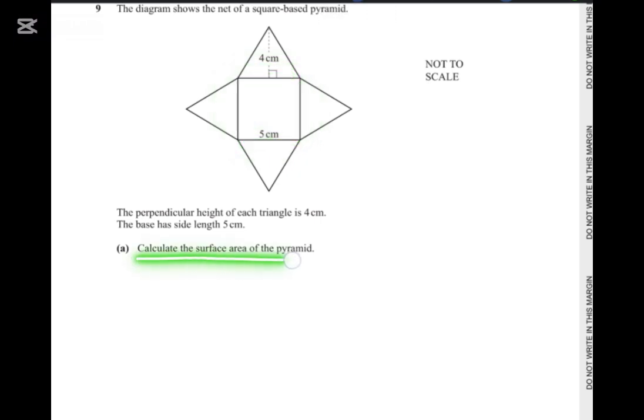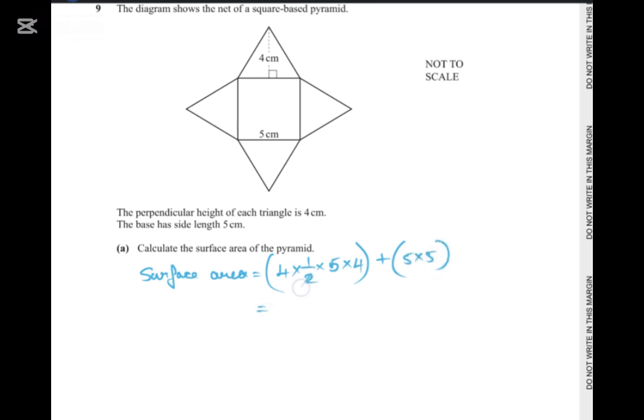Question A, calculate the surface area of the pyramid. So for surface area, we need to find the area of all these 4 triangles and the base, the square base. So surface area is equal to 4 multiplied by each triangle area, half into base 5, height 4, plus the area of the square base, 5 into 5, side into side. 2 times 2 will cancel out, 2 is remaining, 2 into 5 is 10 and into 4 is 40, then 5 into 5 is 25, which is 65 centimeters squared.